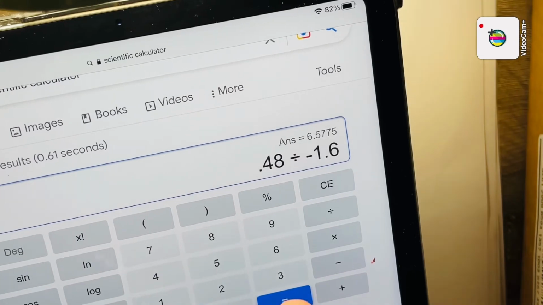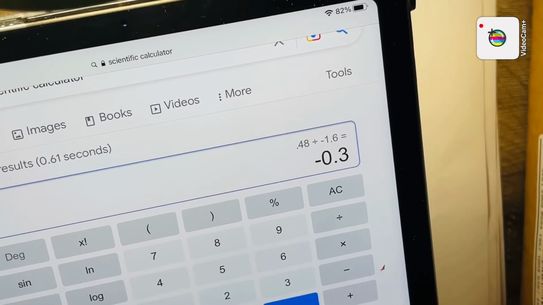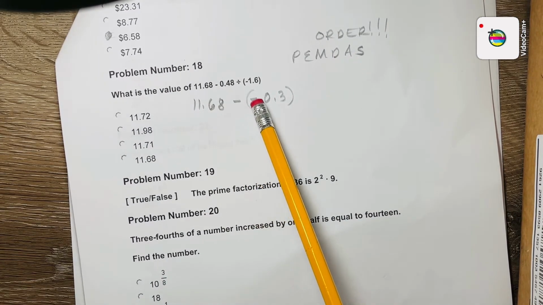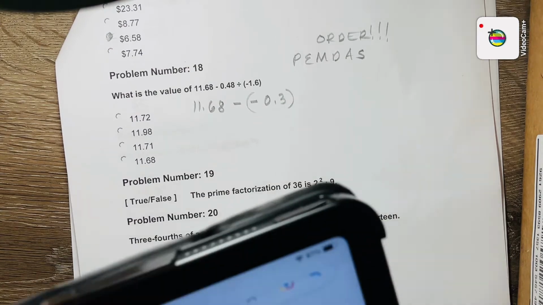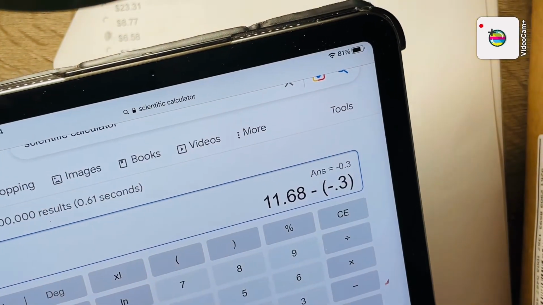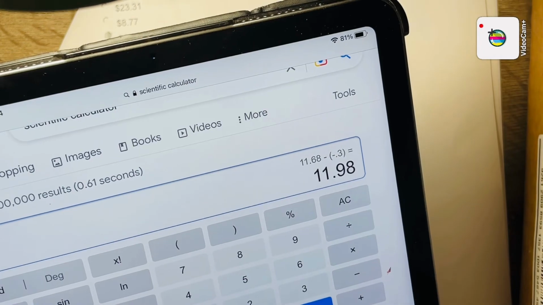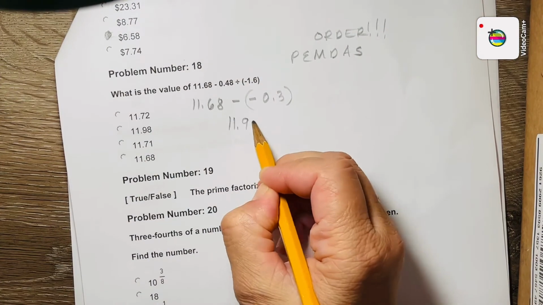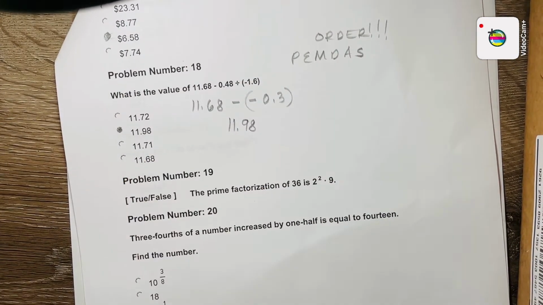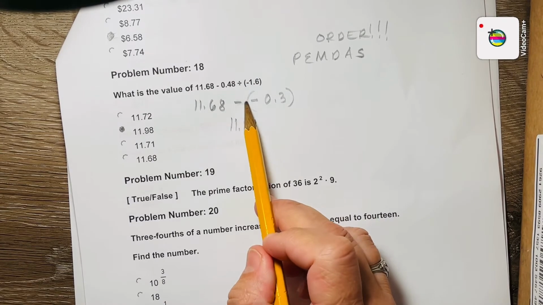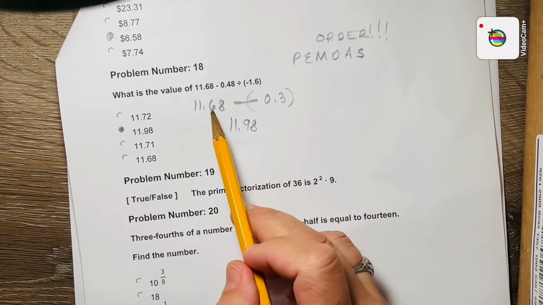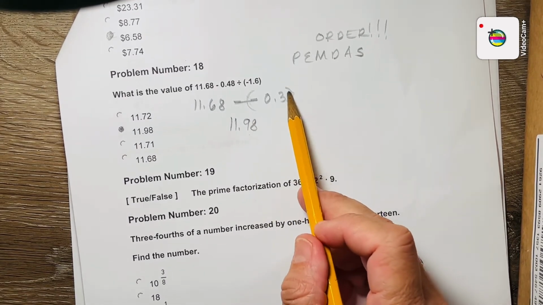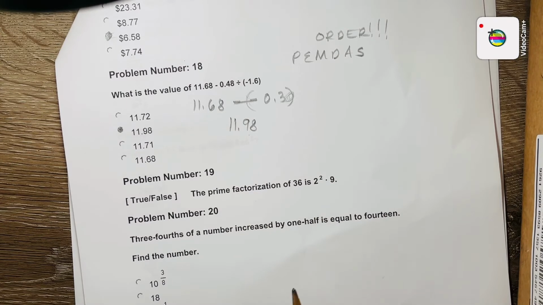Okay, and that answer is going to give us negative 0.3. So we have 11.68 minus negative 0.3. All right, looking at something like that gives us 11.98. And remember this, it actually becomes a plus sign. So that's why 11.68 went up to 11.98, because you were just adding 30 cents to 68 cents.